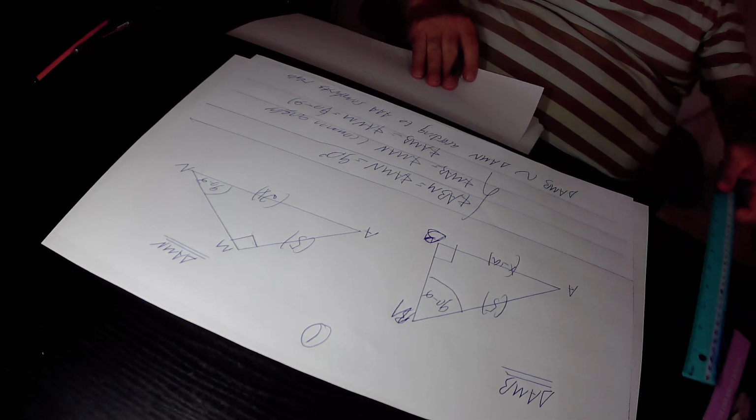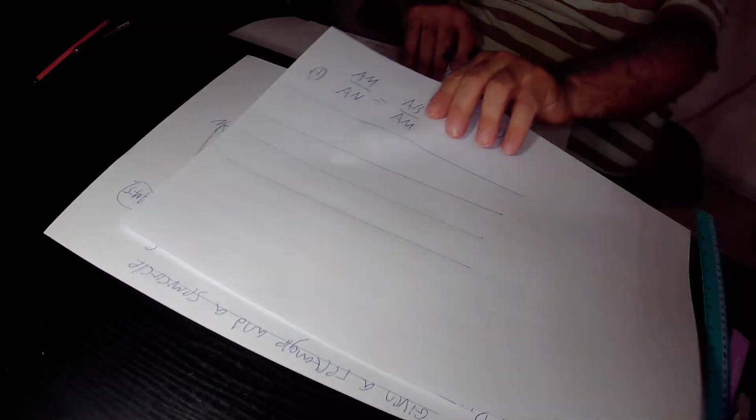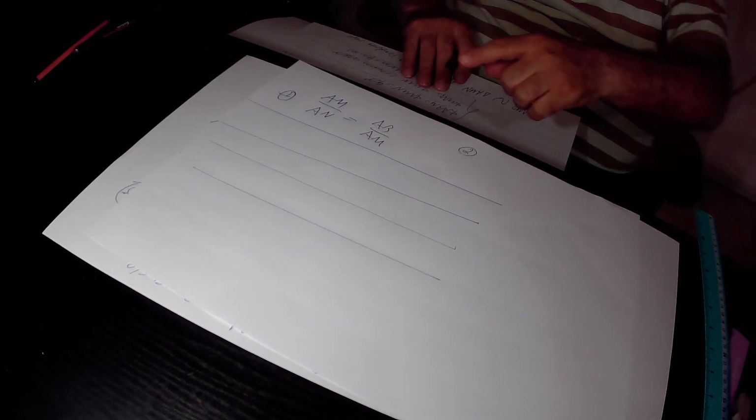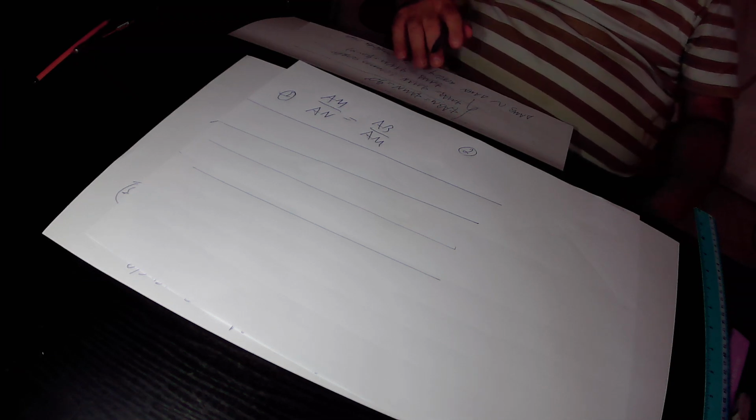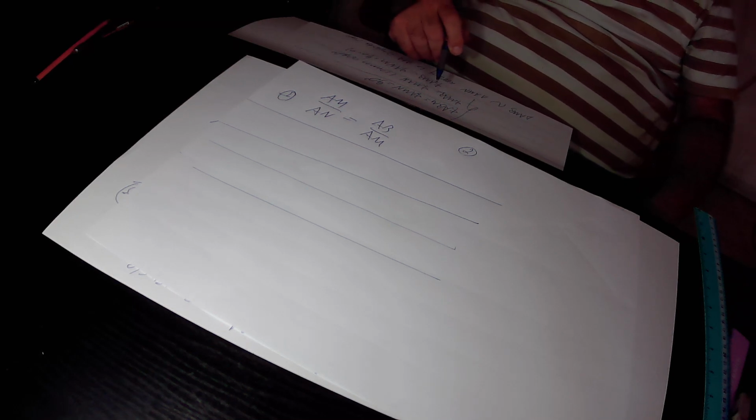So I repeat again. We will derive that side AM of the right triangle ABM over side AN of the right triangle AMN equals side AB of the right triangle ABM over side AM of the right triangle AMN.